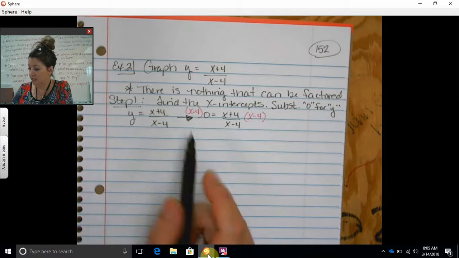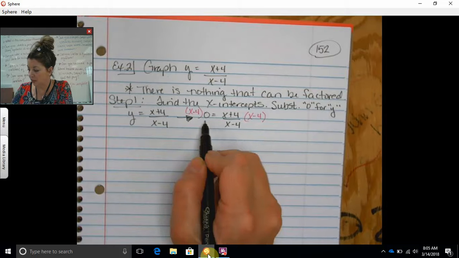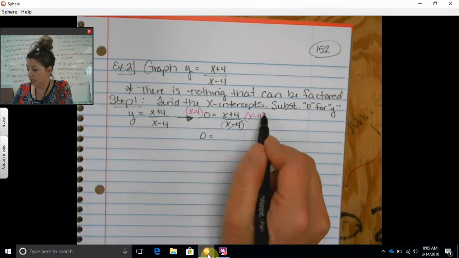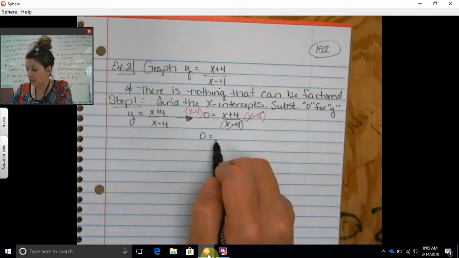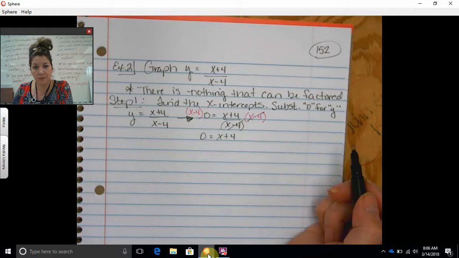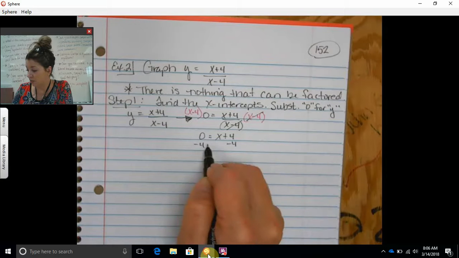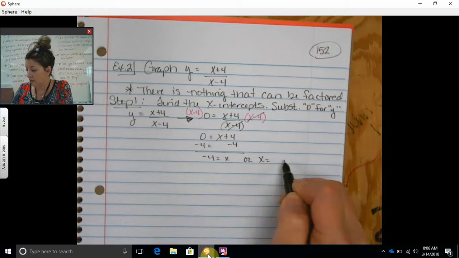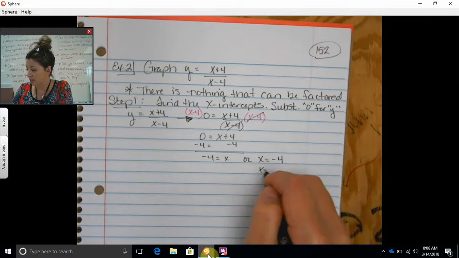What's x minus 4 times 0 going to be? 0. Over here, x minus 4 and x minus 4 will cancel, and I'm left with x plus 4. Now to solve for x, I'll just subtract 4 from both sides. And that tells me that x equals negative 4. That is my x-intercept.